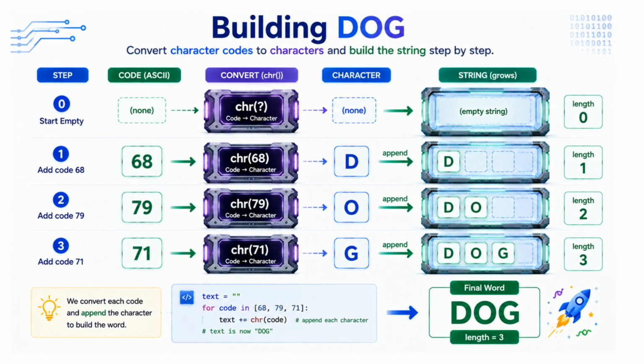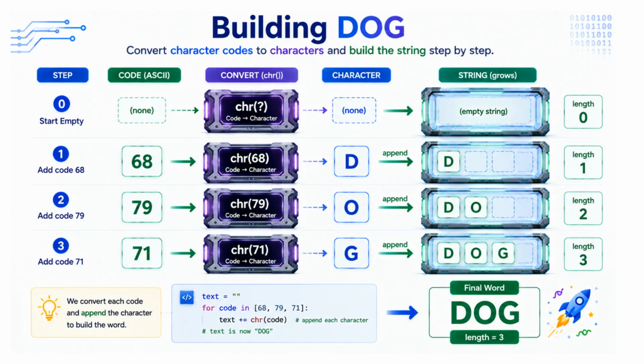Now, let's work through another example. This time, we are going to build the word dog. We start with an empty string, with a length of 0. Our first character code is 68. Using CHR, 68 becomes the character D. We append D to the string.